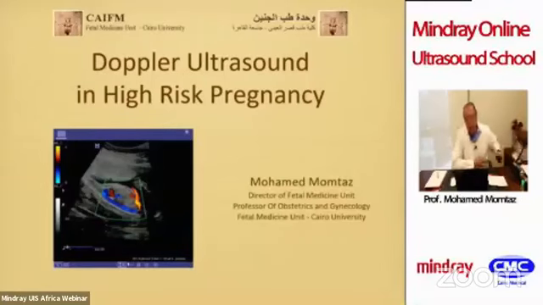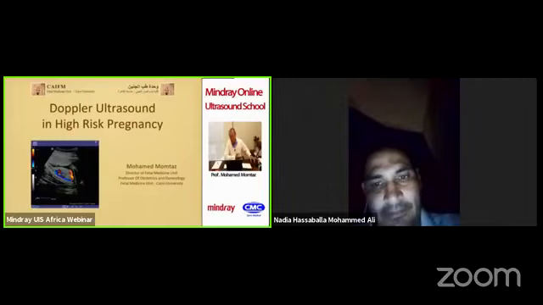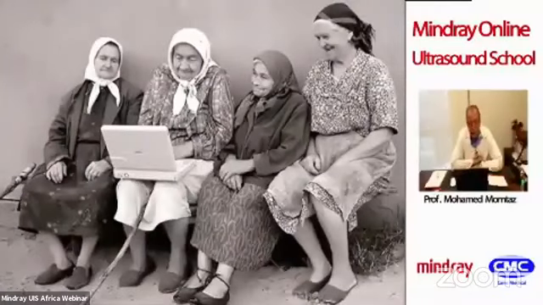Doppler ultrasound in high-risk pregnancy is an important topic. It is used in almost all cases of high-risk pregnancy. The most important, of course, is intrauterine growth restriction and placental insufficiency, but we'll also mention other cases where Doppler can be used.